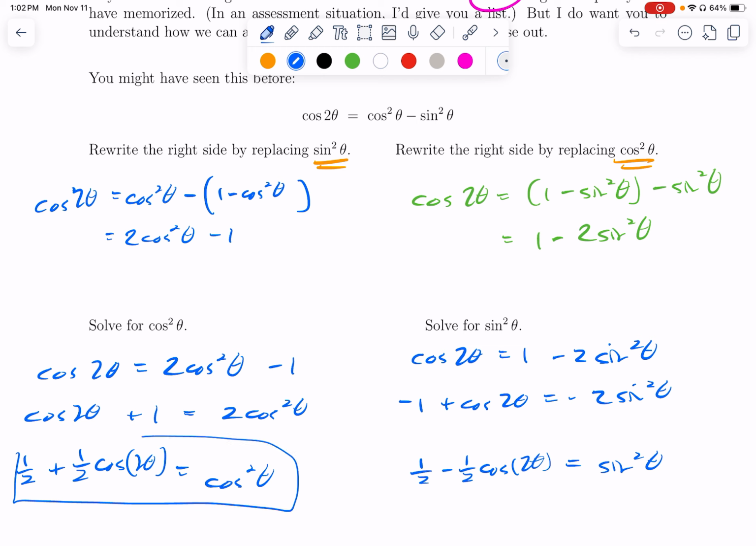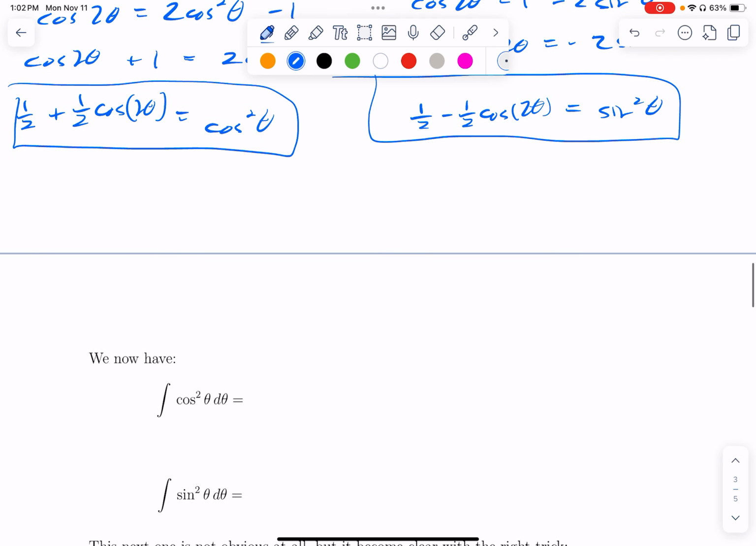You might notice if we add these together, we'll just reconfirm that cosine squared plus sine squared equals 1 because the other part cancels. So what we've done here is we've rewritten sine squared and cosine squared in terms of things that are much easier to integrate. So integral of cosine squared theta, well, that is the integral of 1/2 plus 1/2 cosine 2 theta.